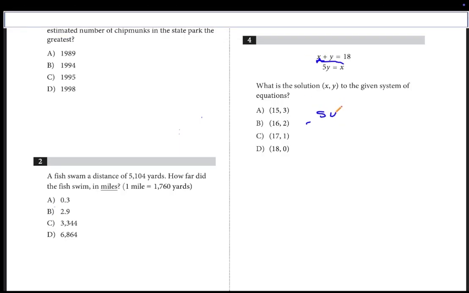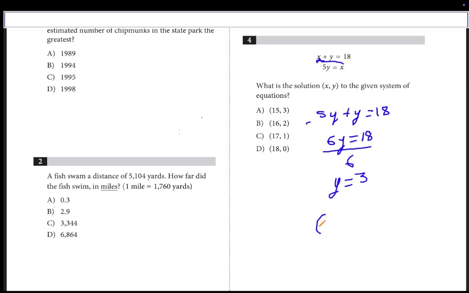So we can say 5y plus y is equal to 18. Make this 6y to simplify our terms. So 5 plus 1, 6, 6y equals 18. Divide by 6, because we want y by itself. Two-step equations. 18 divided by 6, that's 3.